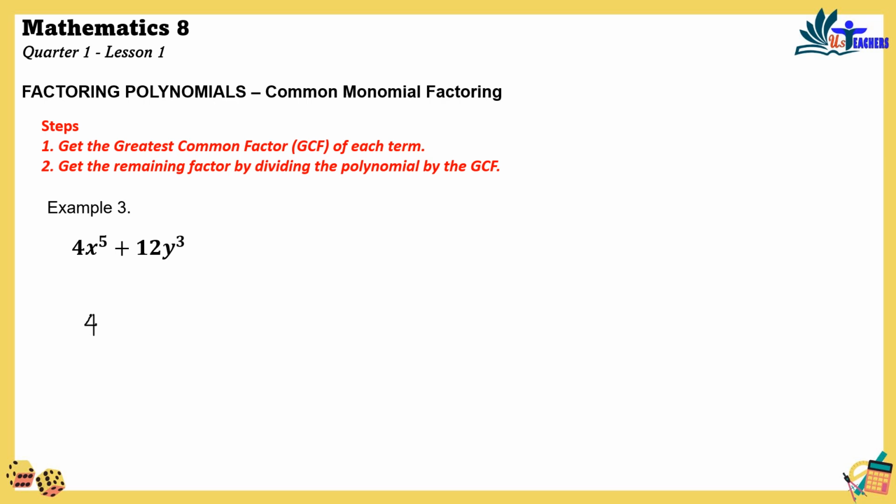So, tingnan po natin yung variable. Parehas po ba sila? Hindi. So, therefore, wala na tayong variable sa GCF. So, ilalagay na natin is parenthesis. Now, let's divide. 4x raised to 5 divided by 4.